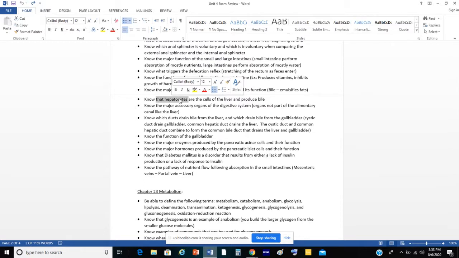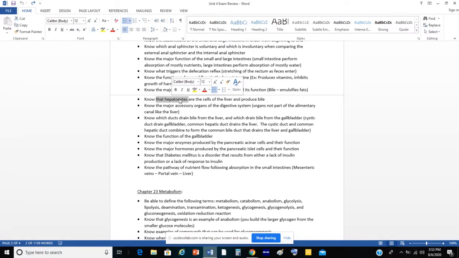Liver with its hepatocytes and bile to break down fats is one major function. And there are other organs. I mentioned them. It's things like your gallbladder and pancreas. These are your major accessory organs. And they're called accessory organs because it's like you have extra things, like an accessory. They're not part of the alimentary canal. They just contribute to it. So that's the liver, gallbladder, and pancreas.